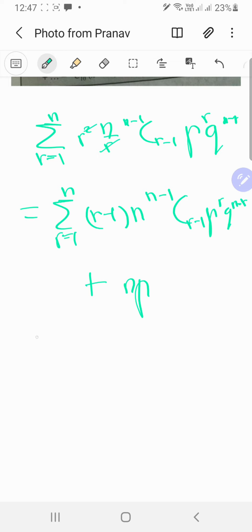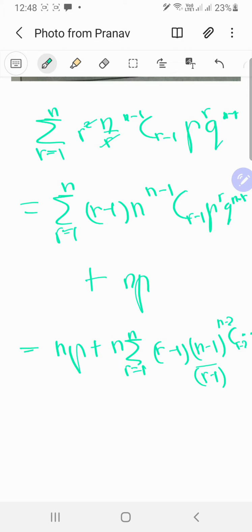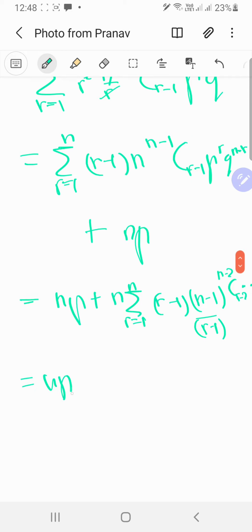So we can change that a little bit, like np plus summation from r equals 1 to n, and it's going to be, well, we can take that n common, so take that n out. All right, and then you got r minus 1 and n minus 1 c r minus 1. That thing can be written as n minus 1 upon r minus 1 into n minus 2 c r minus 2, and then the remaining stuff just put dot dot dot over there. It's like np. Okay, and then this is going to be n into n minus 1 out because that's a constant. Summation from r equals 1 to n.